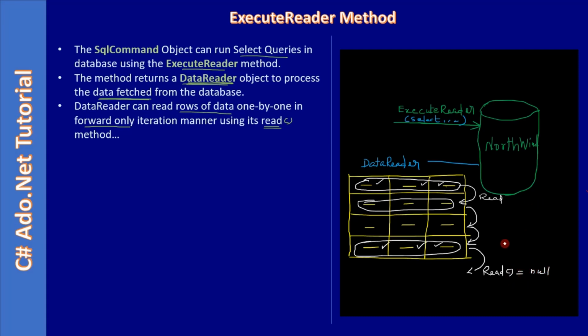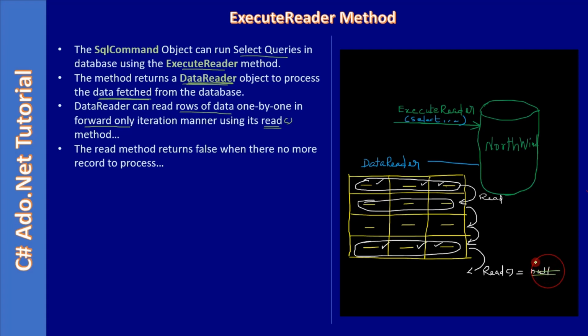Based on this, you can form the loop. The Read method returns false when there is no more record to process. So here there is a record to process. When you make a call to Read, it will give this record to you and advance the record pointer here. And when you make a call to Read again, that time it will give false because there is no record to process at this location. All 4 records were already read, right?